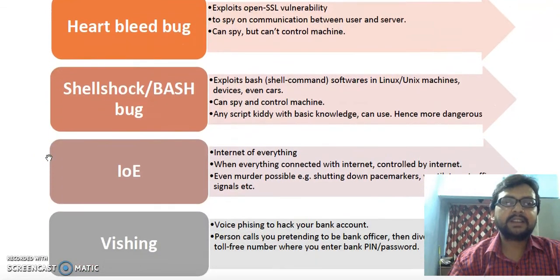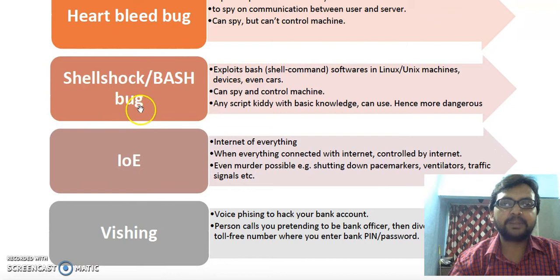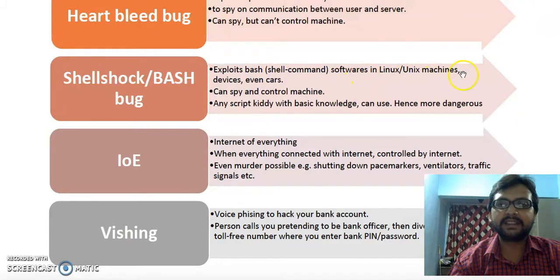Then next is Shellshock or the Bash bug. So what does shell mean? Something which we can use to interact with the computer. For example, if we use Microsoft Word, that is also one type of shell. We use command prompt, that is also one type of shell. So it exploits Bash. Bash is shell software in Linux and Unix machines and even in cars. With the help of this type of bug, which is basically linked with the shell, one can spy and control machines like computer servers.